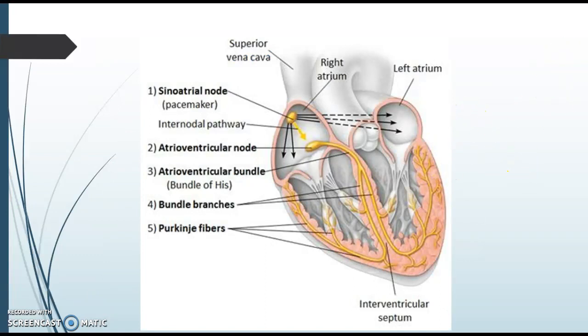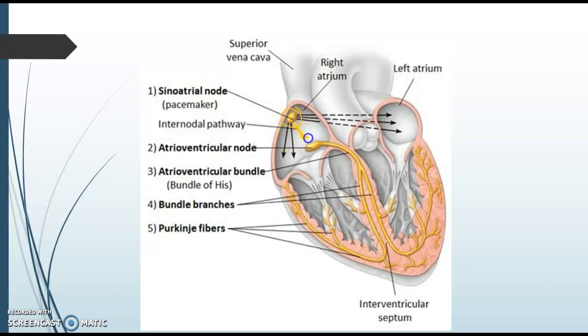So if we look here, where's my mouse? There we go. Here is your SA node. This is known as your heart's pacemaker. It's going to start every single contraction of the heart.